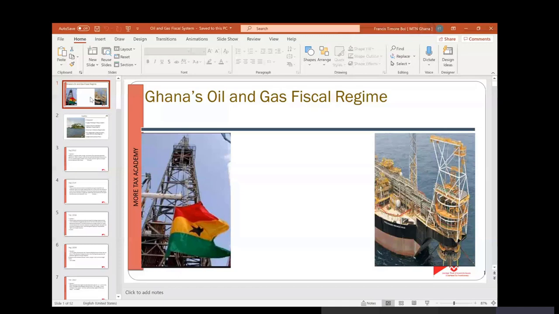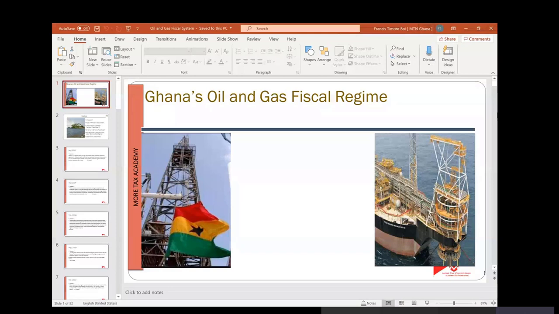Now, questions that come in this form look some way. At some point, we'll say there are two main concepts. In another time, we'll say there are three main. In another time, four main. In another time, one main. Don't be confused about the one main, two main, three main, four main. So in this lesson, we want to look at the petroleum fiscal regimes and how Ghana's fiscal regime looks like.